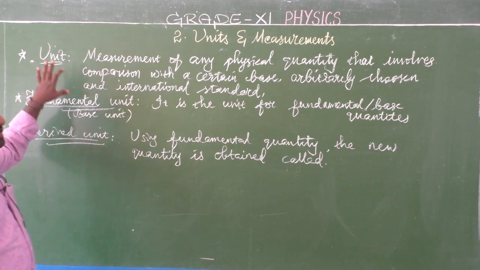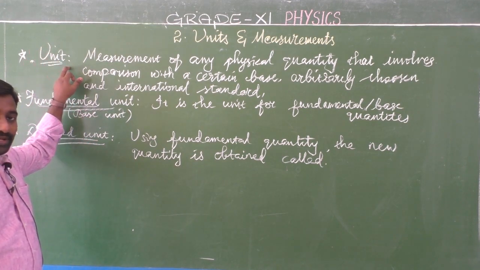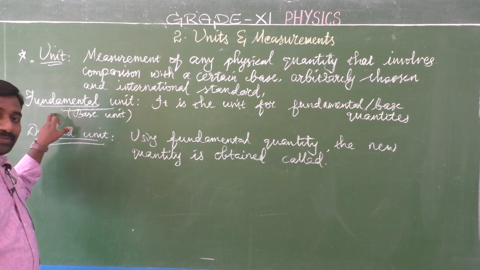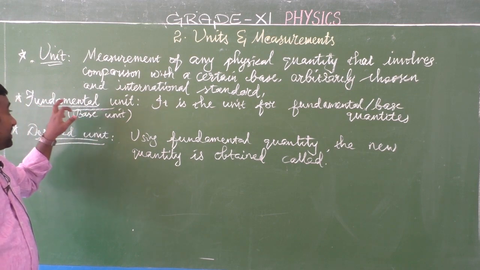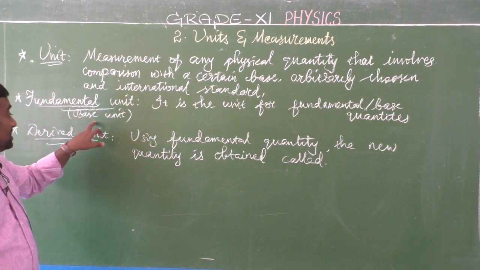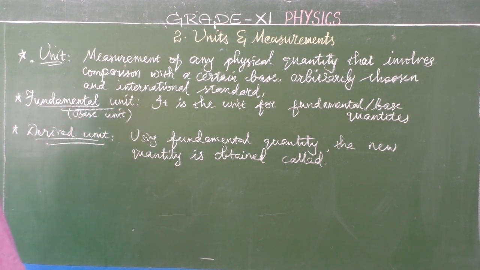So basically, what is a unit? We have seen what a unit is. After that, what is a fundamental unit or a derived unit? Sorry, the fundamental unit is also called the base unit. The next one, what is the derived unit, we have discussed.